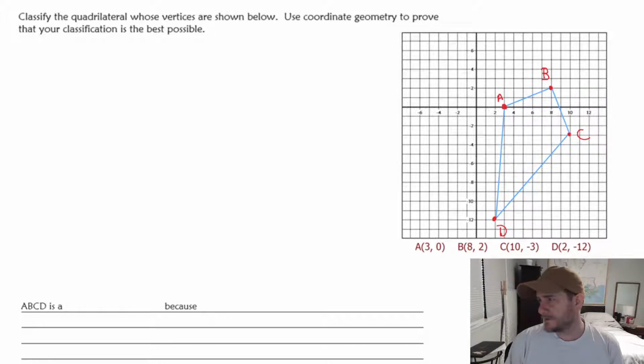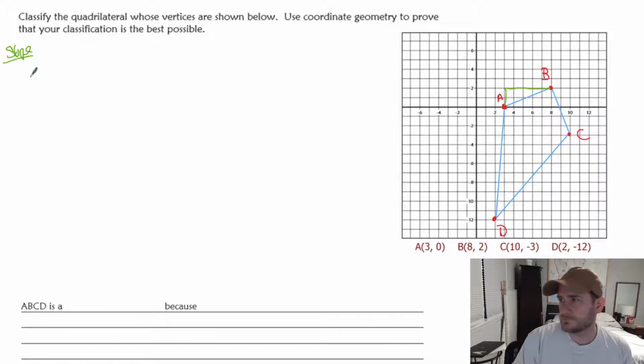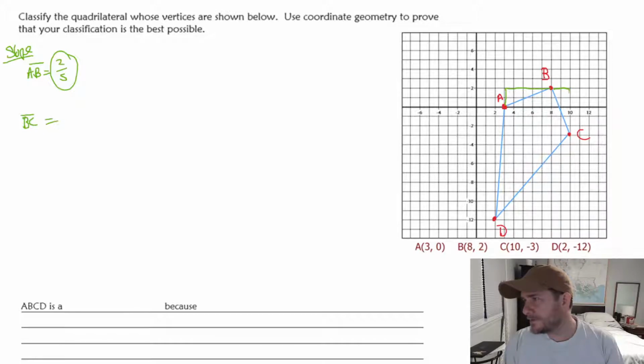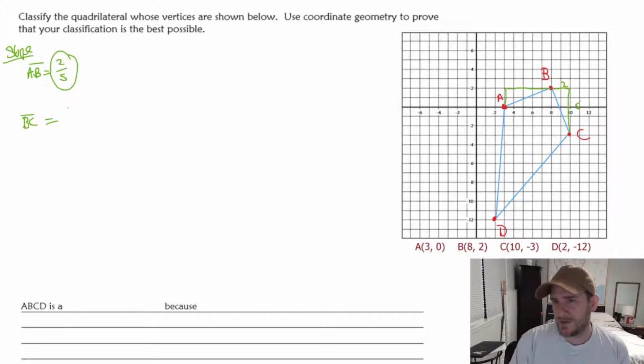Let's start with AB, like usual. So I see rise 2, run 5. Same slope as the last problem, I think. The slope of AB: I see the rise of 2, I see the run of 5, so it's 2/5. No work really necessary beyond that. Then for BC, I see a run of 2 and a rise that's going down 5. So that's a rise of negative 5 and a run of 2, so that's negative 5 over 2.